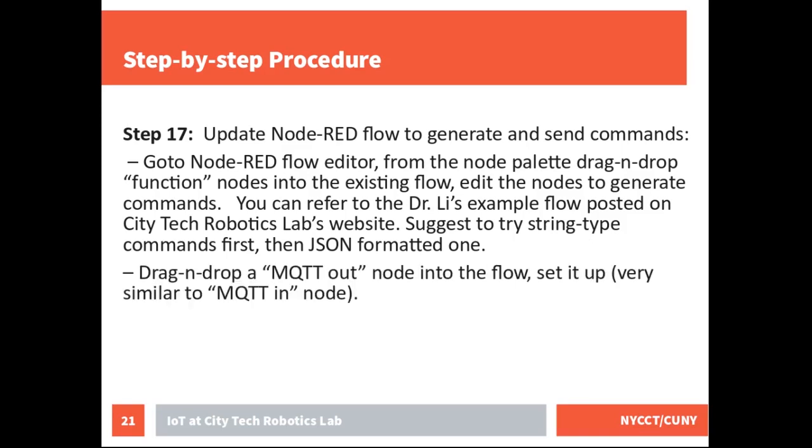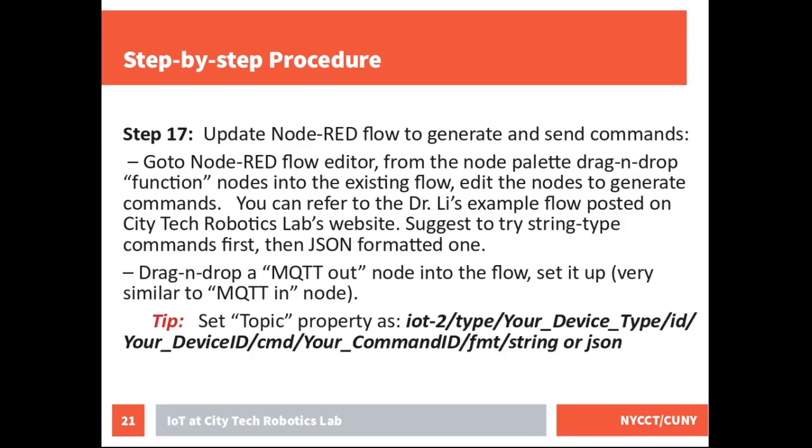You also need to drag and drop an MQTT out node into the flow and then set it up correctly. The way to set that node up is very similar to the MQTT in node. How to set the MQTT node's topic property? You can set it up like this. And here let me show you how we finish this step.